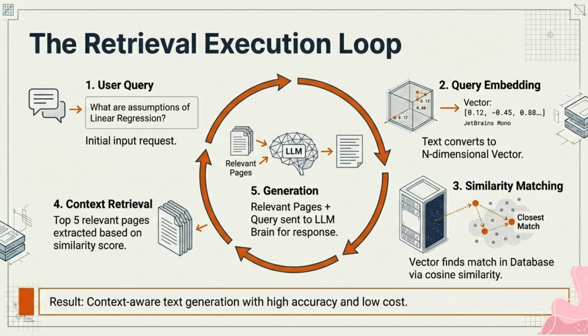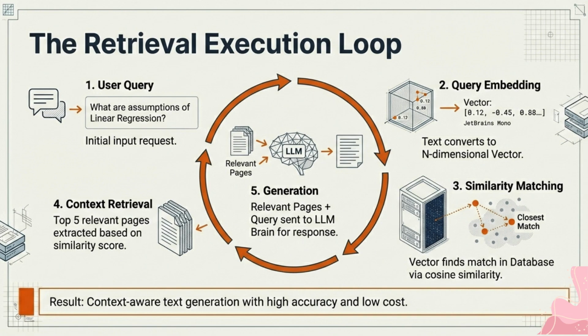Let's put it all together. This is how the system actually responds to a question. Step 1: User asks, what are the assumptions of linear regression? Step 2: System converts the question to a vector. Step 3: Searches the vector database for similar vectors. Step 4: Retrieves the top 5 relevant chunks based on similarity. Step 5: Takes those 5 chunks plus the original question, sends both to the LLM.